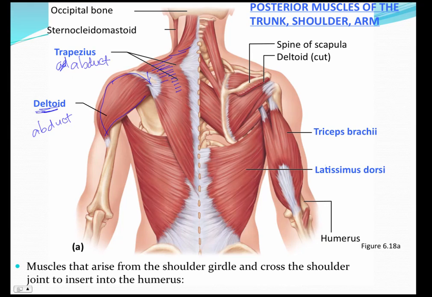Triceps brachii, triceps meaning 3, so here's that 1, 2, and we don't see the third one in this illustration, but here we have the insertions, 3 insertions. For triceps brachii, this is for elbow extension, and it's antagonist to our biceps brachii. So as this contracts, we're going to lengthen out our entire arm, or our elbow.